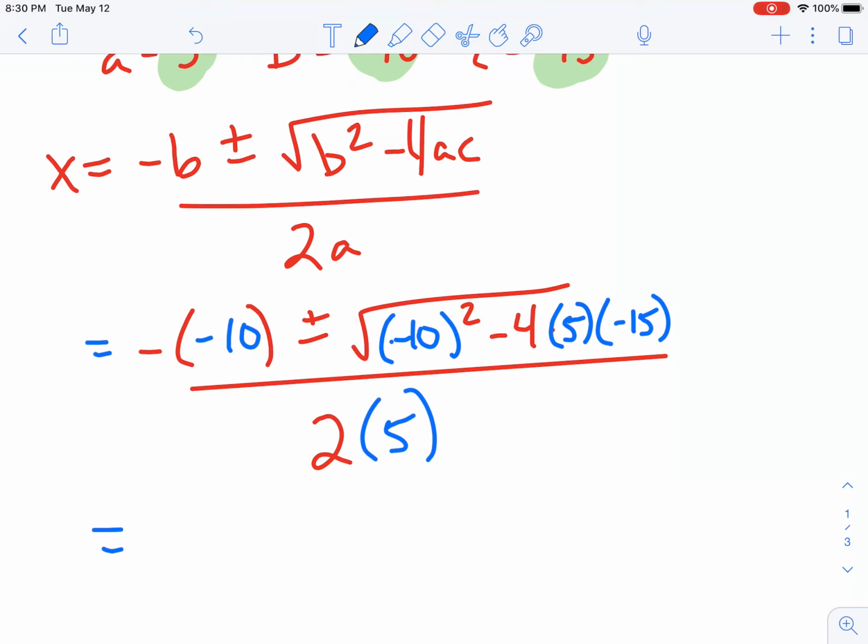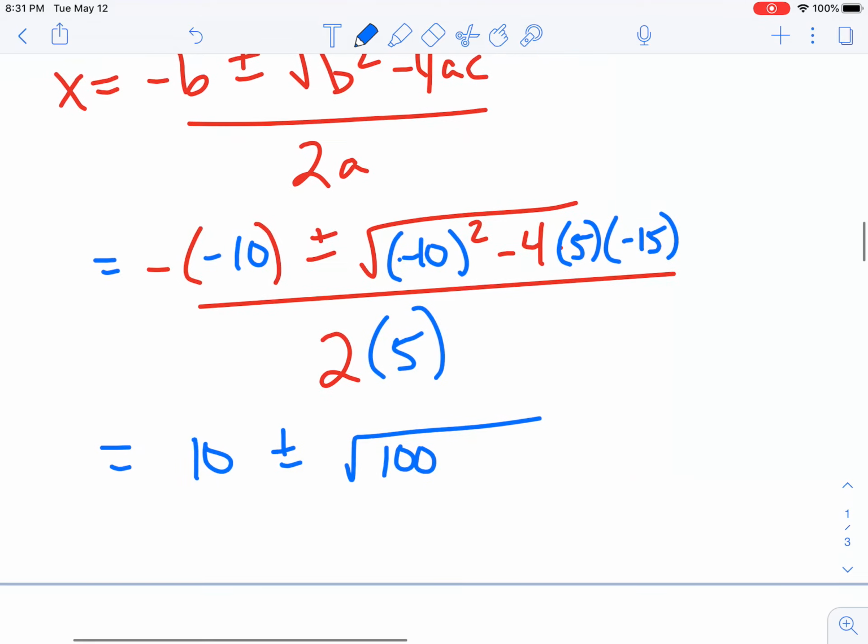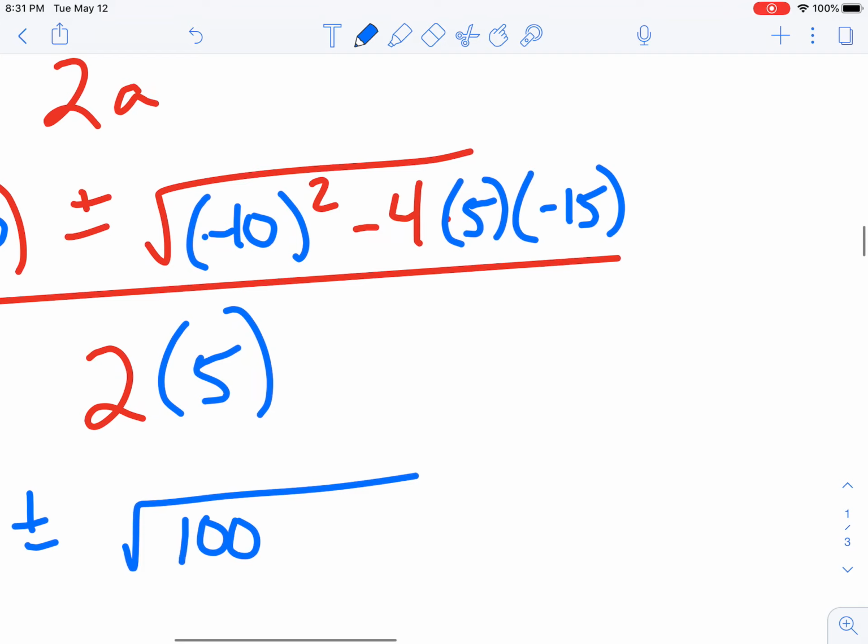So negative 10 becomes a positive 10. This becomes 10 plus or minus the square root of negative 10 squared, which is 100. Okay, 4 times 5 is 20. 20 times 15 is, off the top of my head, let's see, 20 times 10 is 200. 20 times 5 is another 100. So what is that, 300? Yep. Okay, so we have two negatives. Okay, negative and a positive. All those multiplied together give you a positive.